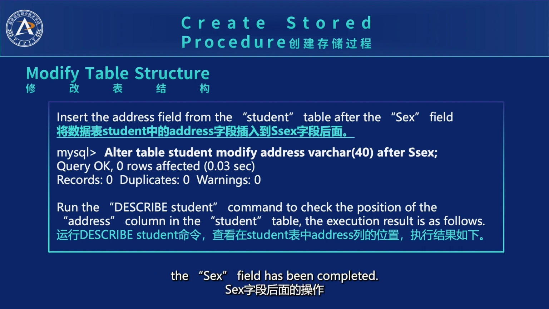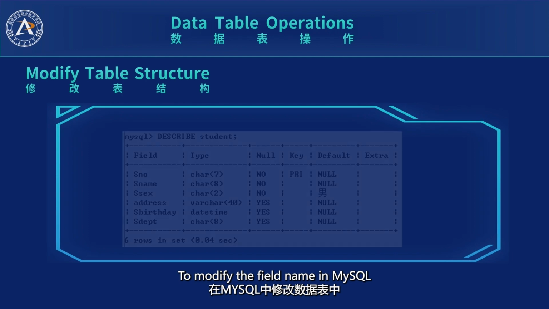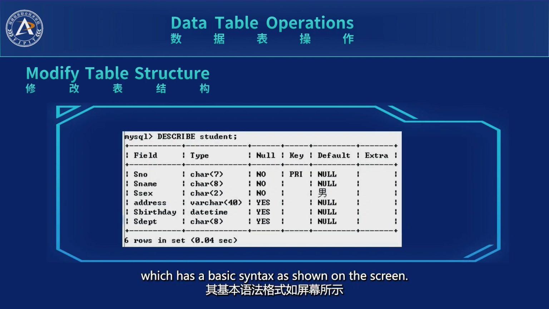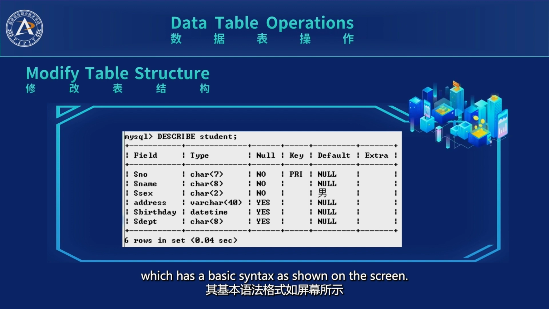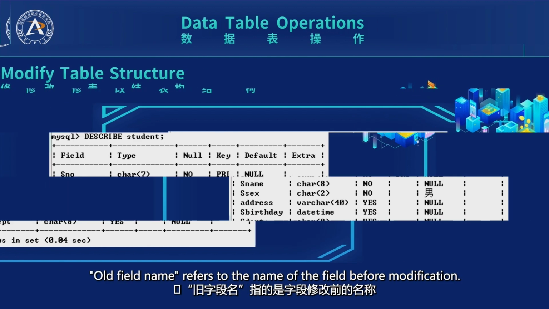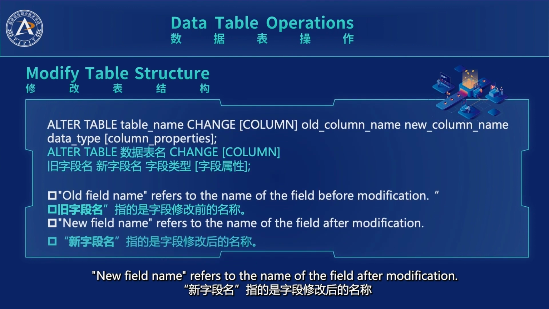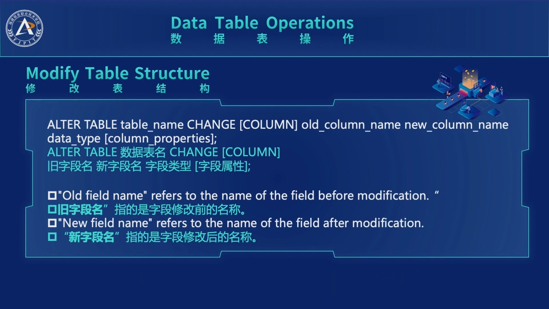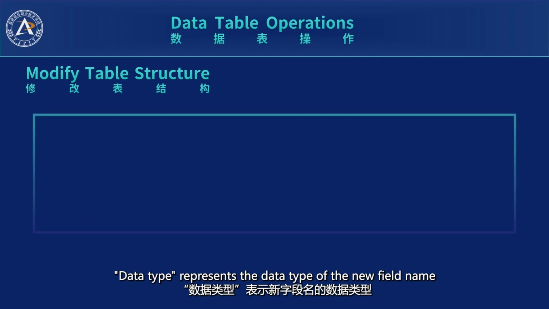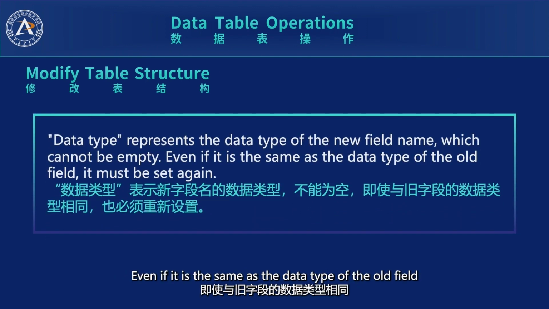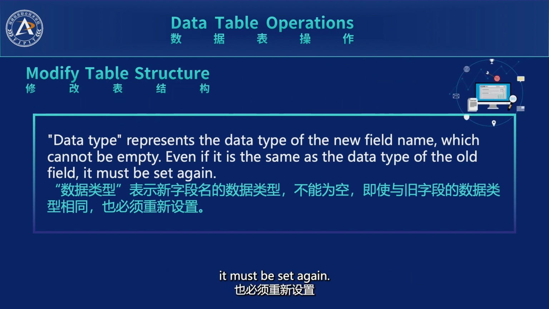has been completed. To modify the field name in MySQL, you can use the change statement, which has a basic syntax as shown on the screen. Old field name refers to the name of the field before modification. New field name refers to the name of the field after modification. Data type represents the data type of the new field name, which cannot be empty, even if it is the same as the data type of the old field. It must be set again.